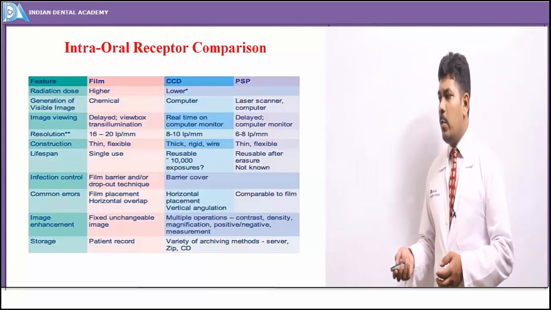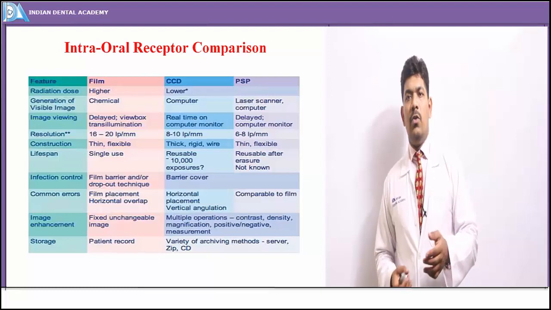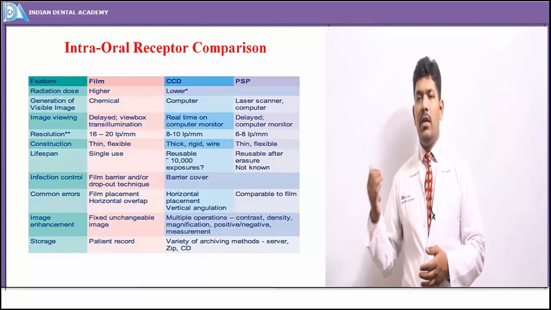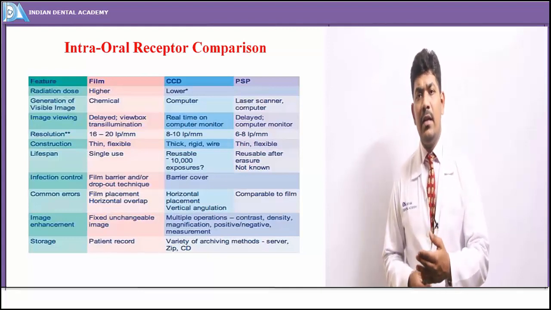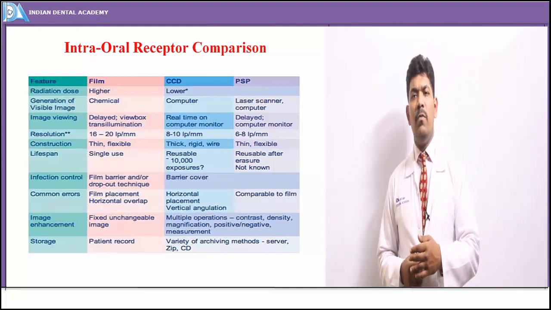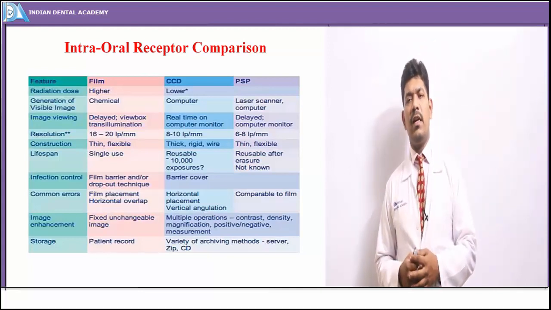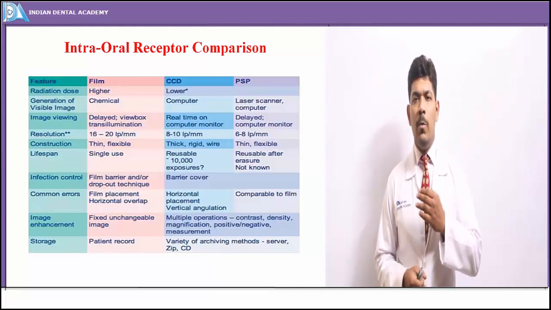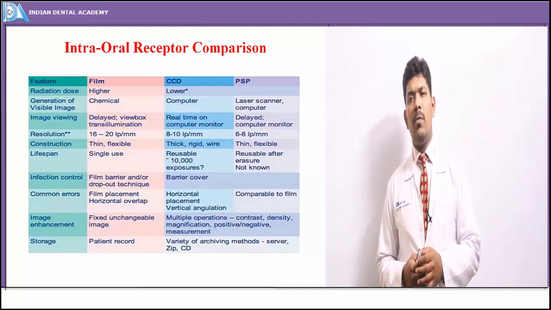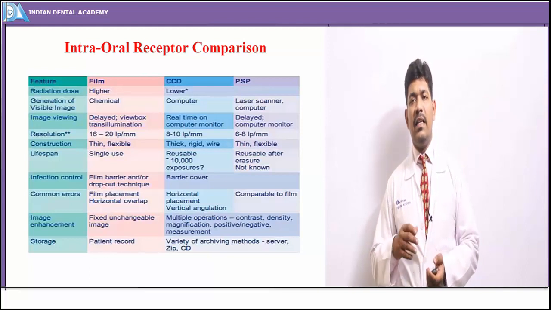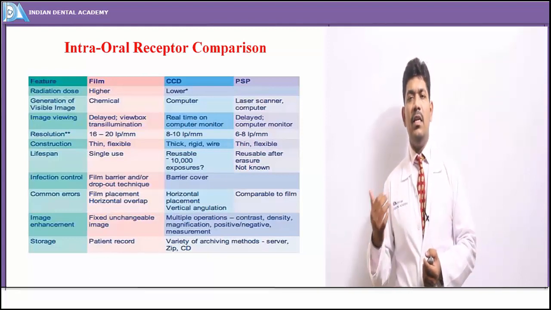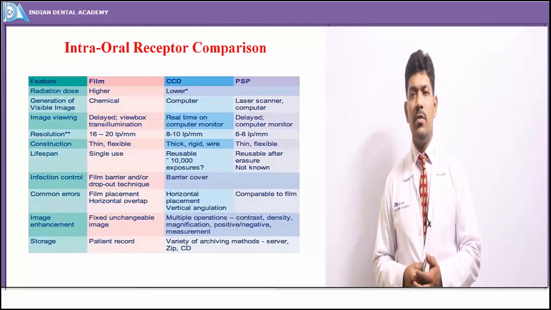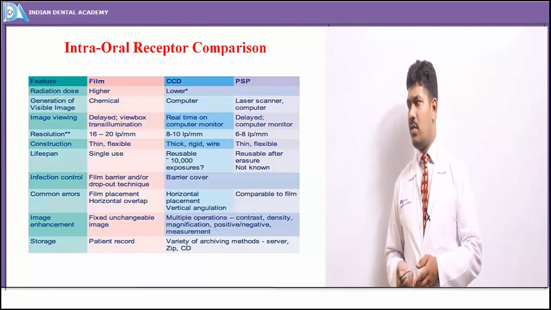And the other one will be your storage. Now we know these are hard copies, the traditional images which we take as radiographs. The storage is one big problem, wherein there is loss of image characteristics as time goes by, which again is not a problem with digital imaging. It can be stored as a soft copy for any length of time, and it can be easily transferred over to other physicians without any loss of image characteristics.